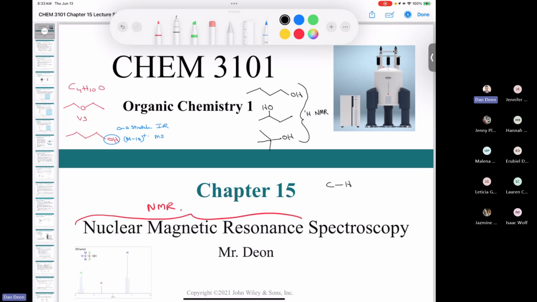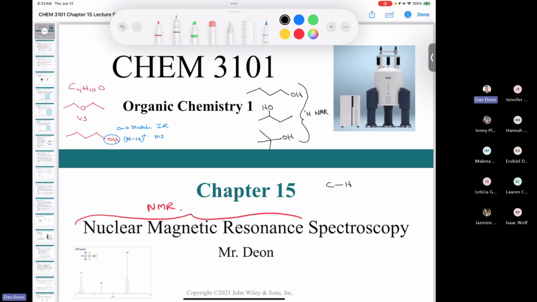Now, if you're saying, well, okay, if this is so great, does that mean I'm just going to throw my IR and my MS in the garbage? No, not at all, okay? Because normally when we characterize or when we prove the identity of an organic compound, we use a combination of NMR, infrared spectroscopy, and mass spectrometry. So we would use all of them together, all right?